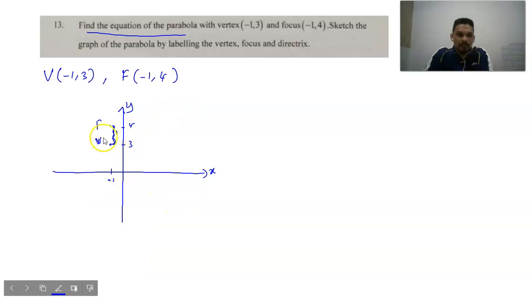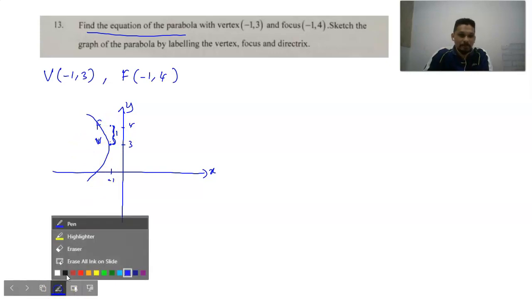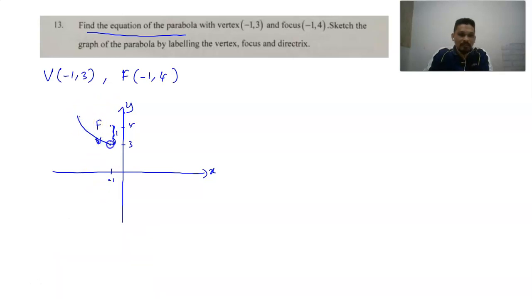Okay, class, I ask you, if this is the vertex and this is the focus, will the graph be something like this? No. What about this? Focus is always inside the parabola, so this is not it. What about this? The focus is outside the parabola, so this is not it. And what about this? Again, the focus point is not inside the parabola, so this is not the answer. Meaning, the only one is something like this.